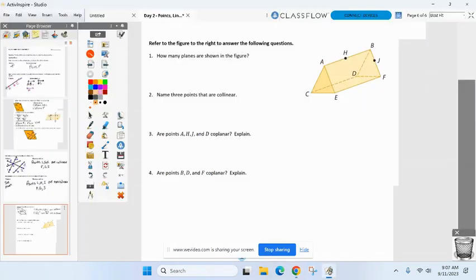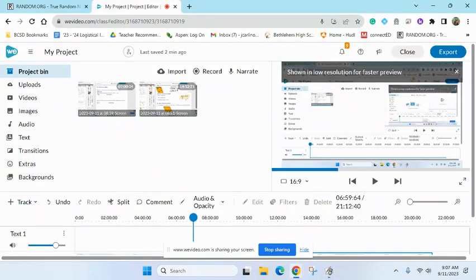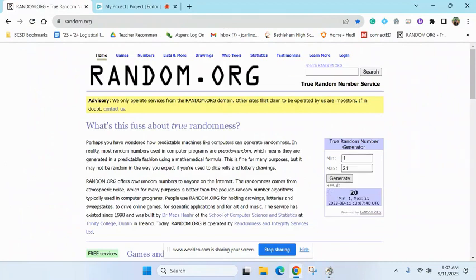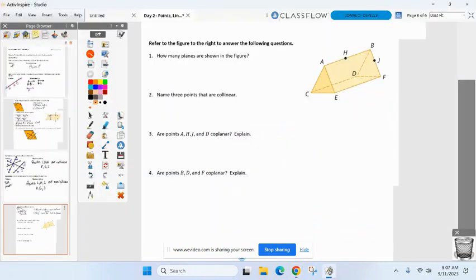How many planes are here? I got a nice triangular prism. How many planes are we working with here? Brendan, how many planes? You're darn right. There's 5. Yep.